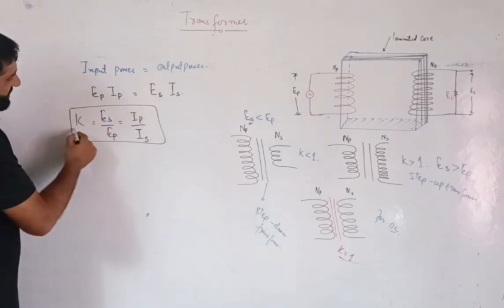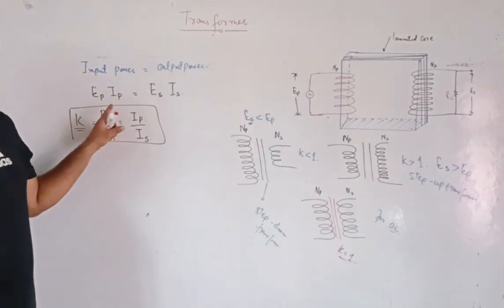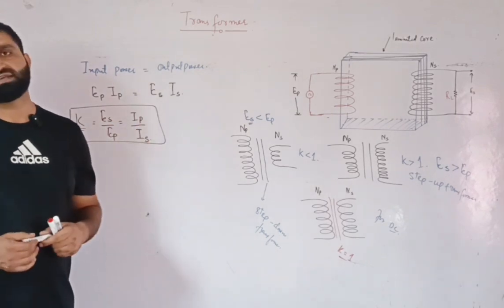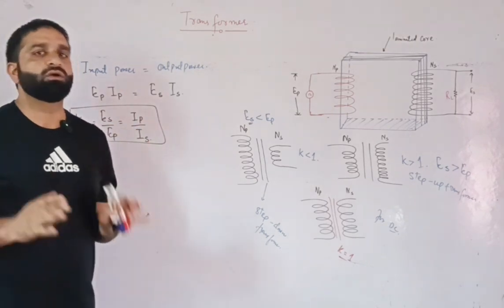So we can say that the transformation ratio is the ratio of EMF of the secondary to the EMF of the primary, or current of the primary to the current of the secondary. This is the working of the transformer.